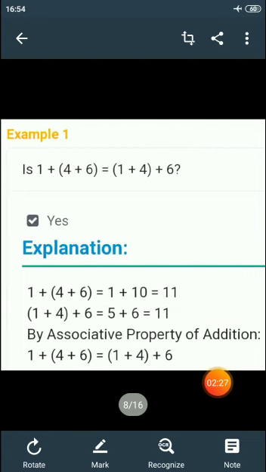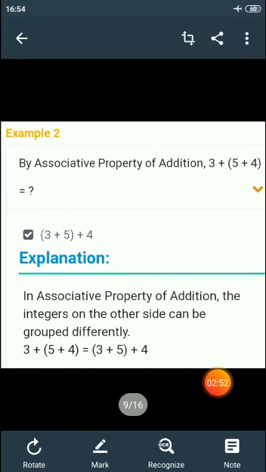Example, 1 plus (4 plus 6) is equal to 11. (1 plus 4) plus 6 is also 11. By associative property of addition, we can say that 1 plus (4 plus 6) is equal to (1 plus 4) plus 6. See one more example.